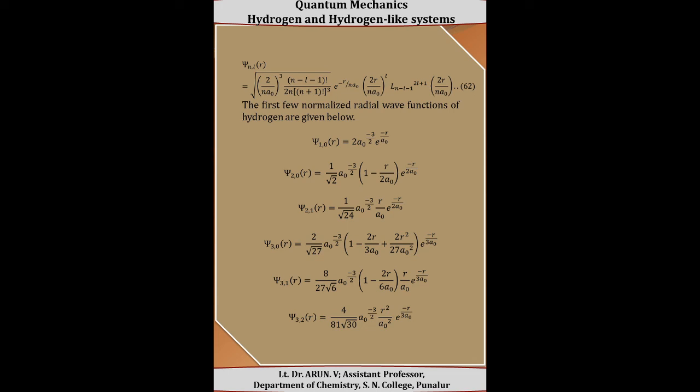Psi_30, that is equal to 2 by root 27 into a0 raised to minus 3 by 2 into (1 minus 2r by 3a0 plus 2r square by 27a0 square) into e raised to minus r by 3a0. Similarly, psi_31 and psi_32.